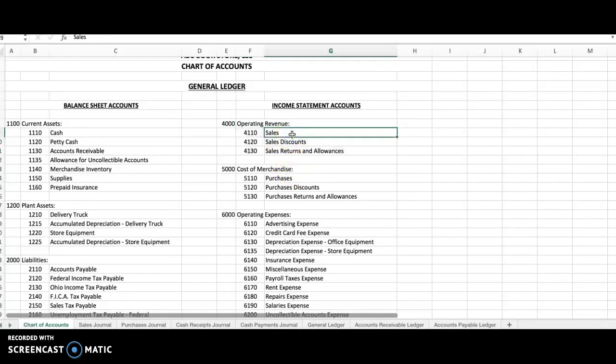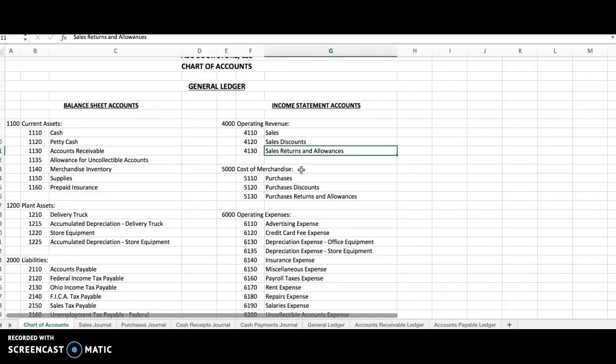And sales works with sales returns and allowances in a similar way that delivery truck worked with the accumulated depreciation account. We don't change the sales. When we make sales, those amounts, either cash sales or credit sales, would be credited to the sales account. If somebody returns something, we don't debit the sales account. Rather, we will debit a separate account called sales returns and allowances.